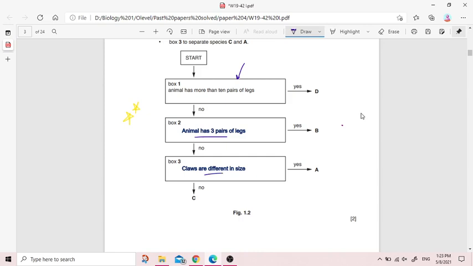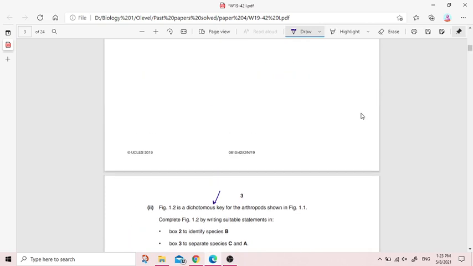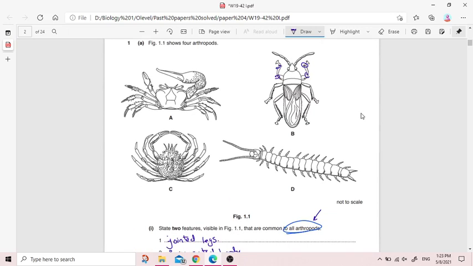طيب what should I do? الجملة اللي مكتوبة هنا the sentence here should decide or should have an answer with a yes or a no to differentiate between the organisms. طيب let us start. Box number 1 قال لي the animal has more than 10 pairs of legs. If yes then it is D. أهو if yes then the animal is D. If no يبقى هتبقى حاجة من دول. It's either A or B or C.